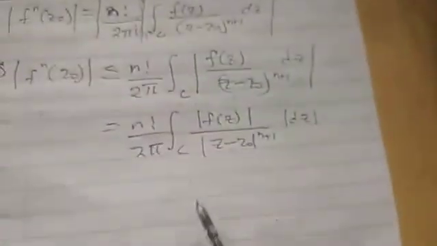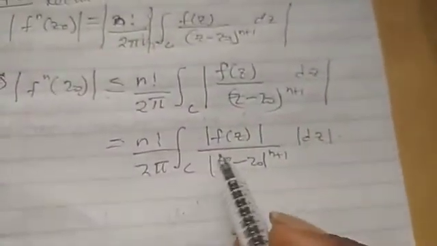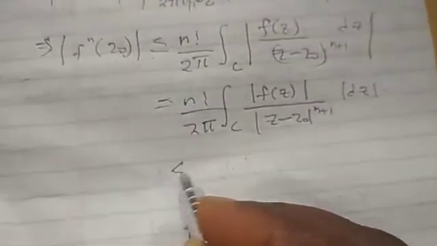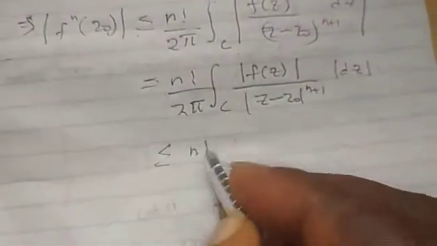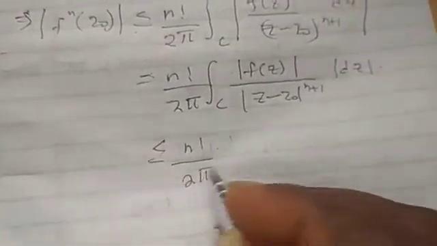dz. Now, we remember that here we have been told that the absolute value of f of z is less than or equal to M. So this will be less than or equal to m factorial over 2 pi.